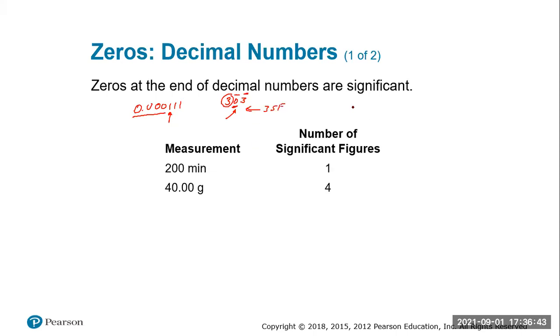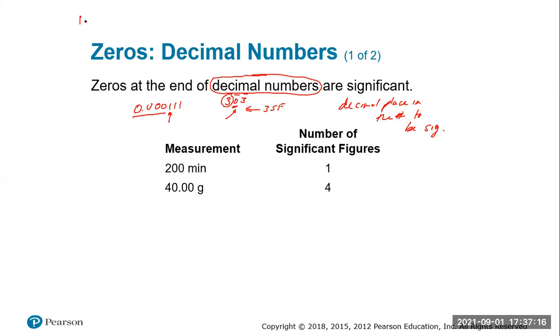And then we get the zeros that come at the end. As we talked about last time, they may be significant, they may not be significant, but there needs to be a decimal point in the number to be significant. And as we talked about last time as well, the decimal point does not need to be right next to those zeros. It just needs to be somewhere in the number.